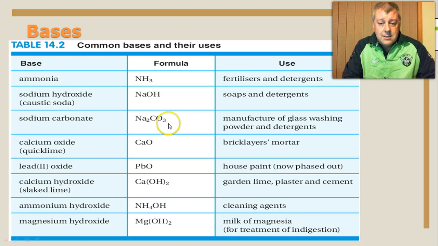Sodium carbonate, it's used in glass manufacture. Calcium carbonate, it's in brickies' mortar. Lead oxide was in house paint, but now it's phased out because lead isn't good for you. Calcium hydroxide, ammonium hydroxide, and magnesium hydroxide. So notice that they're hydroxides or metal oxides basically, apart from ammonia.